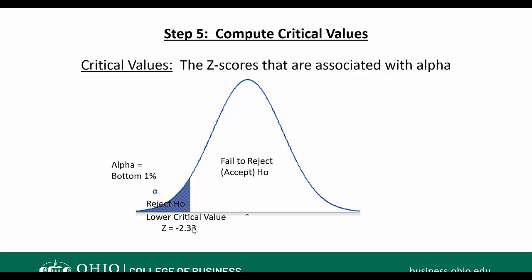Negative 2.33 is the z-score that's associated with the bottom 1%. Again, you can see that we have a lower critical value, but we do not have an upper critical value, and that's because we are conducting a one-tailed left. We think that the new processing time is less than the previous processing time.